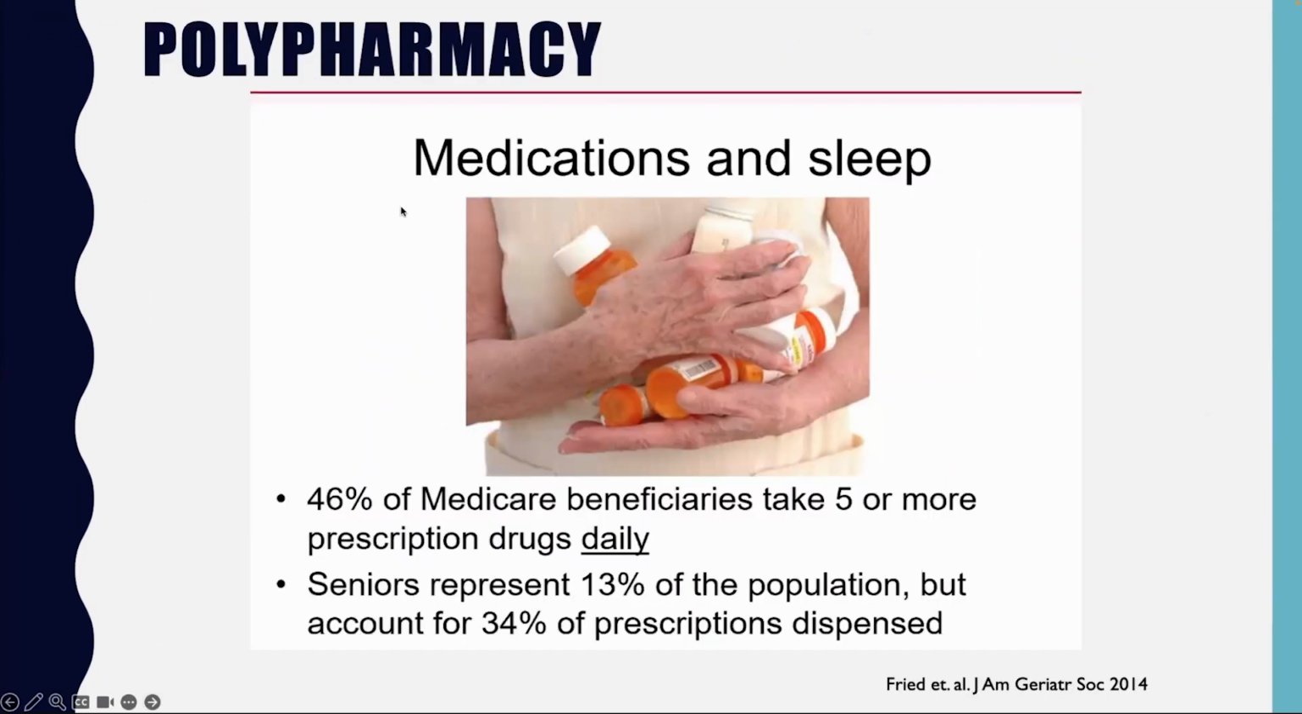Additionally, we also know that polypharmacy is very common in patients as they get older. This study showed that 46% of Medicare beneficiaries take 5 or more prescription drugs daily. Even though seniors represent only 13% of the population, they account for about 34% of the prescriptions dispensed. These medications often can either interfere with your sleep and result in insomnia, or they can result in excessive daytime sleepiness.